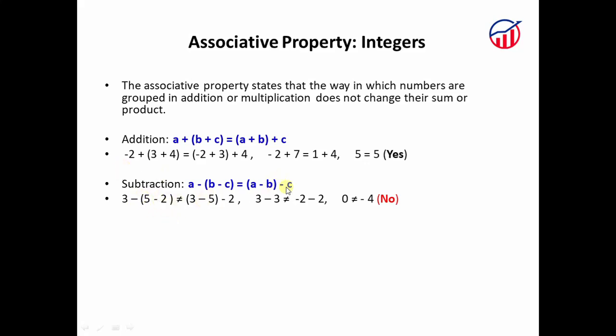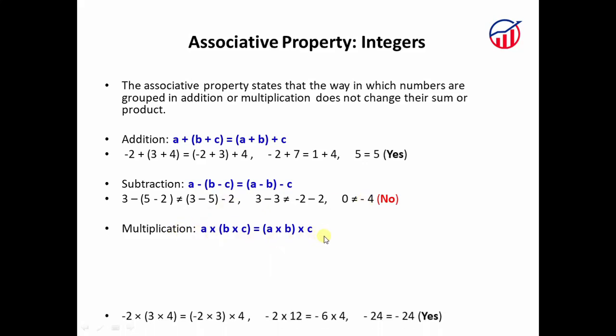So you have 3 minus 3 on the LHS, and on the RHS you have 3 minus 5, which is negative 2 minus negative 2. So if you solve this, on the LHS you get 0. On the RHS, you get negative 4. So it's not true.